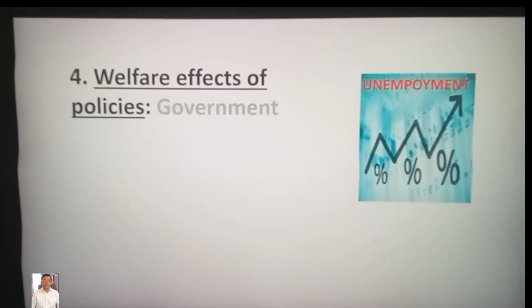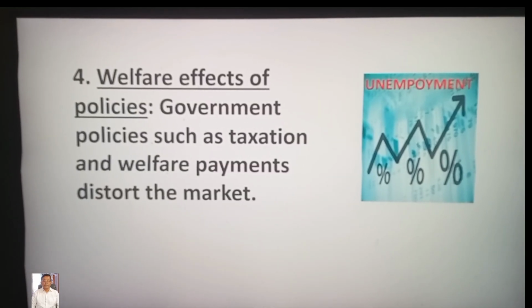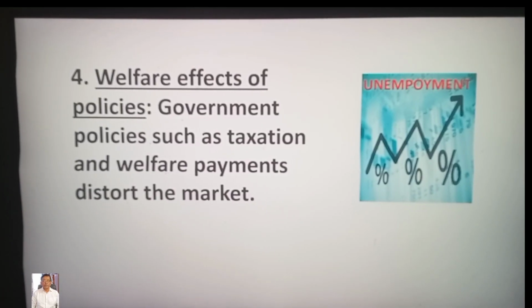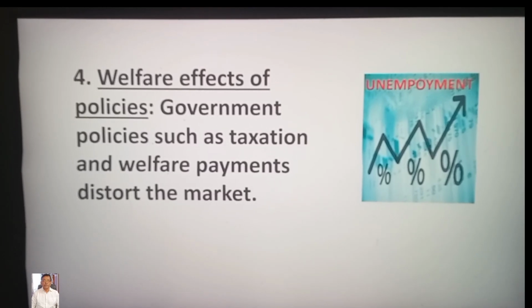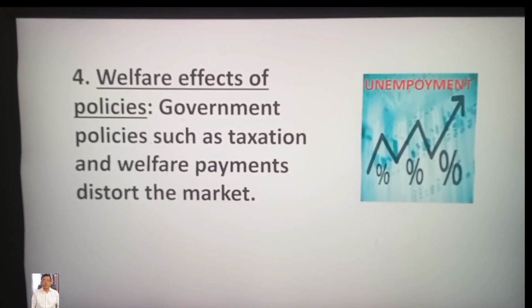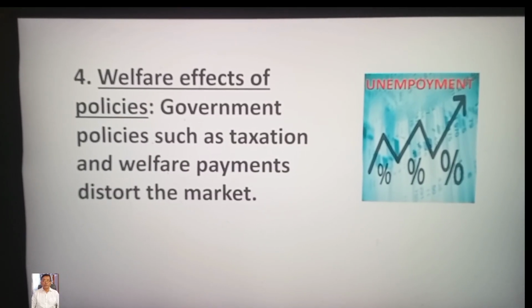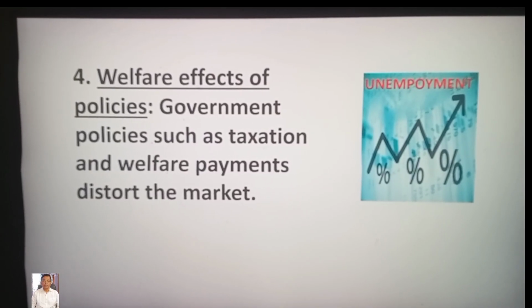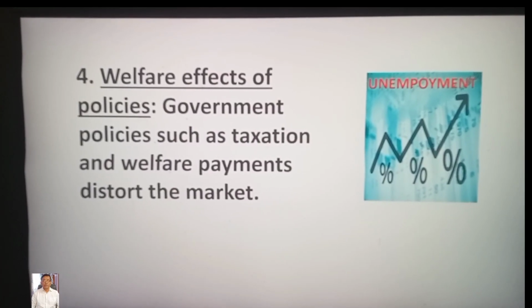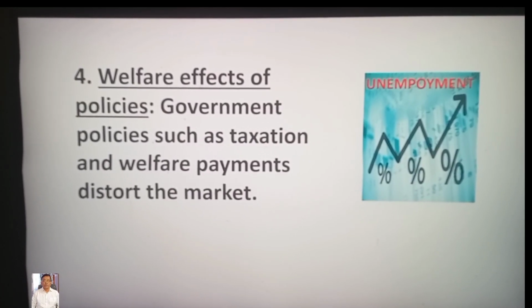Fourth, welfare effects of policies. Government policies such as taxation and welfare payments distort the market. This means that such policies will influence demand and supply in the economy and cause markets to move away from the efficient points produced by market systems. For example, high corporate taxes will deter companies from expanding their operations and making more profits, or deter new enterprises from entering the market.